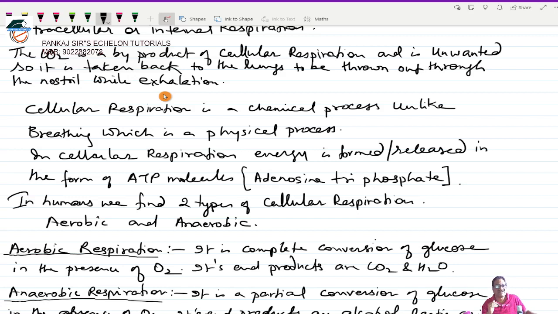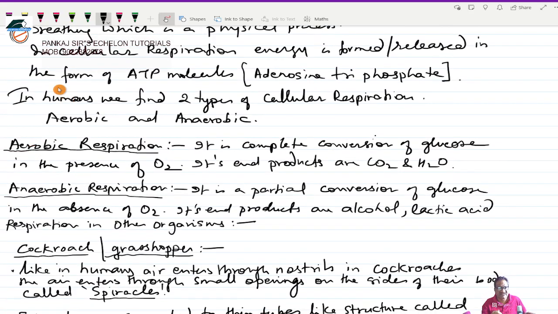Okay, so you can see here that respiration जो है वो दो पार्ट में होता है, breathing which is a physical process and cellular respiration which is purely a chemical process. So here I have written cellular respiration is a chemical process unlike breathing which is a physical process. तो ये एक बहुत बड़ा difference है जो you can write down as a point of difference between breathing and cellular respiration. So breathing is a physical process and cellular respiration is a chemical process. Next is in cellular respiration, energy is formed or it is released in the form of ATP molecules.